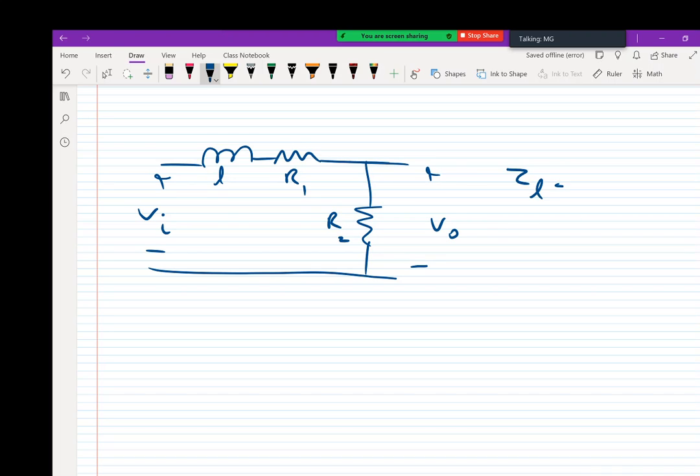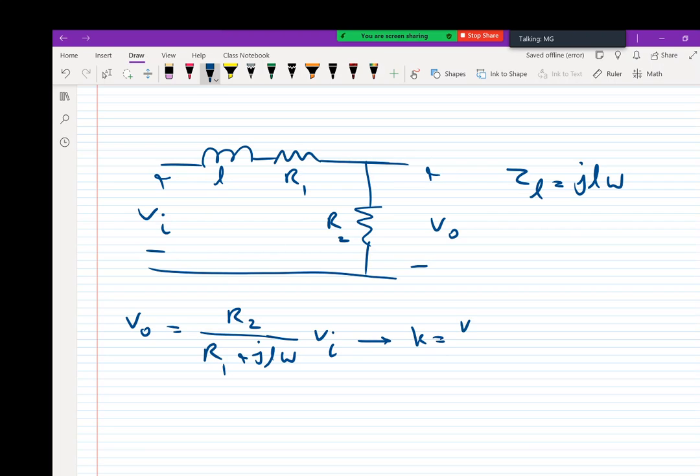So first of all, we need to find ZL, which is JL omega, and we write the voltage division for VO. So VO is equal to R2 over R1 plus ZL, which is JL omega, times VI. As a result, K, which is the voltage gain, is equal to R2 over R1 plus R2 plus JL omega.